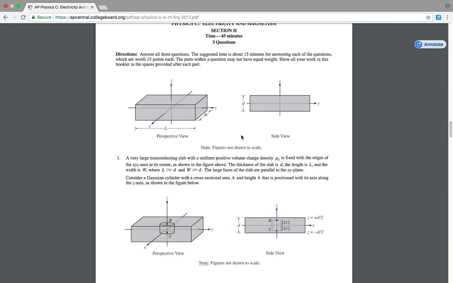So it says answer all of these questions and you get 15 minutes for each question. So we'll try to keep our time here around 15 minutes. I'm going to spend time explaining certain things, which you wouldn't do on the test.